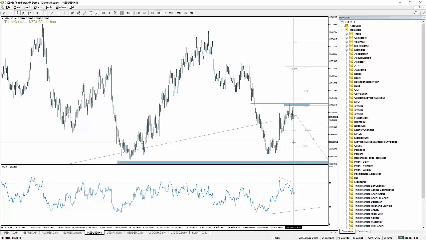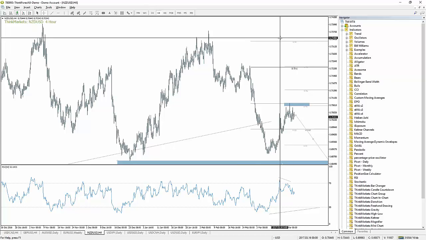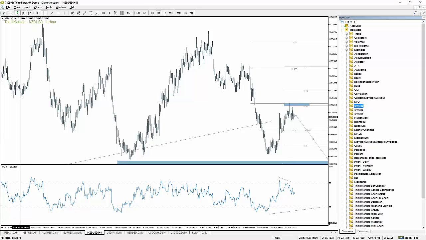So is there any particular markets or indicators you want me to pick up from the MT4 list we can cover through?